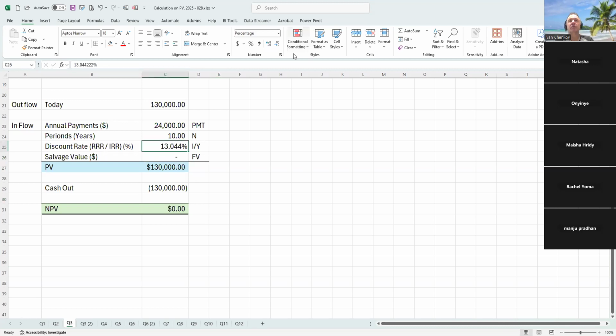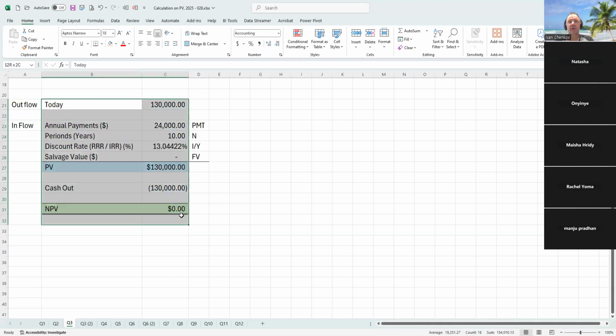So what's the actual return that we're going to get? It is 13.0442. That's one way to get it: just simply bring this one to zero. It means that the present value that you're going to get from the future payments should be equal to zero. The second option that you have is to take this calculation here.